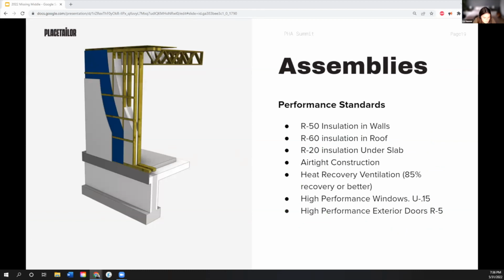And we utilized a double stud exterior wall system. The second outermost stud was a panel that we were able to bring on site and crane into place. So this accelerated construction. And we utilized R50 for walls, R60 in the roofs, R20 for insulation under slab. Again, this was airtight construction built to Passivhaus level. We did ERVs with an 80, 85% recovery or better, high performance windows, triple glazed, and high performance exterior doors.